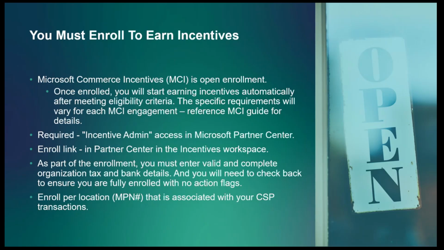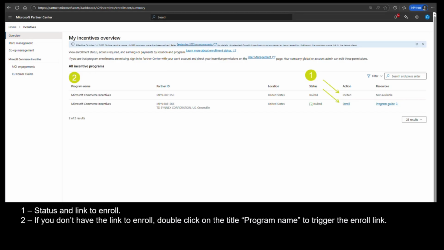And then the last thing is enrollment is per transacting location. So every location that has a CSP NPN number, because it is definitely by region, you would have to have separate transacting locations for US and Canada if you operate in both countries, or maybe you operate in other countries. So you do need to enroll per transacting location. Now, that enrollment process is pretty quick, and it really takes about 20 minutes.